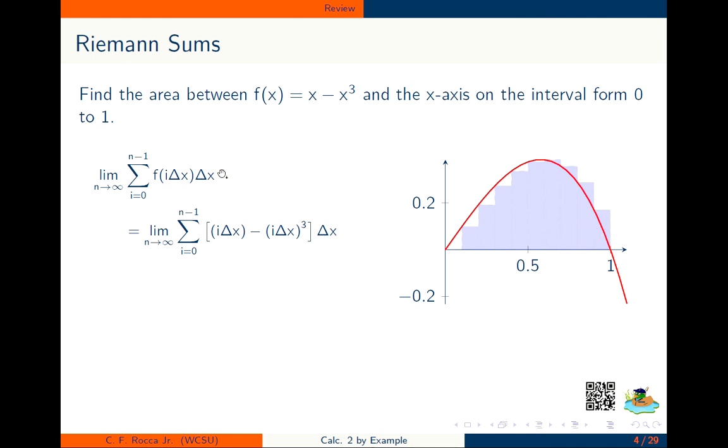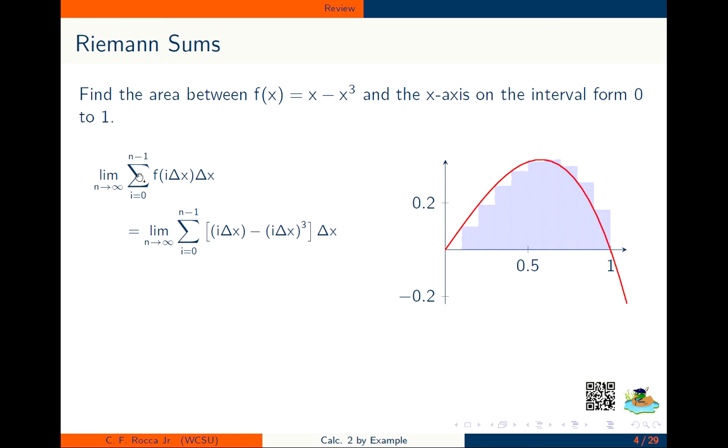So each rectangle has a width we call delta x, so delta x stands for the change in x. So the width of each little rectangle is delta x. And then we find the height of the rectangle by plugging a value into the function. So the function tells us the height of the rectangle, and delta x is the width of the rectangle. And if we multiply the width by the height, that gives us the area of that rectangle.